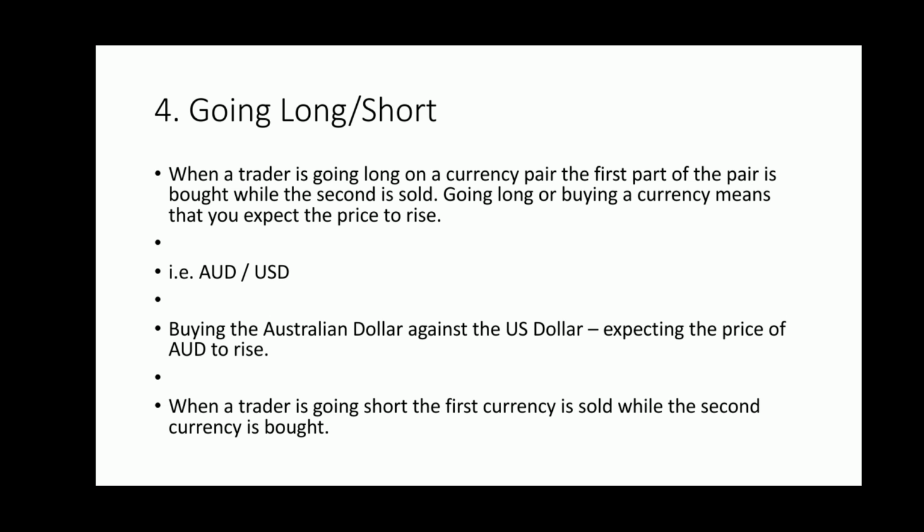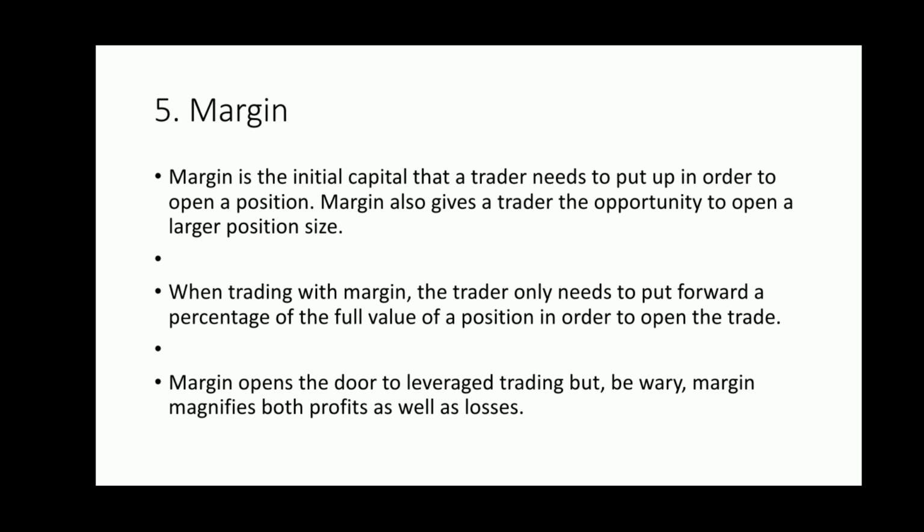For example, if we use the Australian dollar to the US dollar, buying the Australian dollar against the US dollar, we are expecting the Australian dollar to rise. Now, when a trader is going short, the first currency is sold and the second currency is bought. So again, we use the Australian dollar to the US dollar. If you are going short, you're expecting it to drop. You're expecting the price to fall. So you're expecting the Australian dollar price to decrease. So going long means buying and going short means selling. Let's move on to number 5.